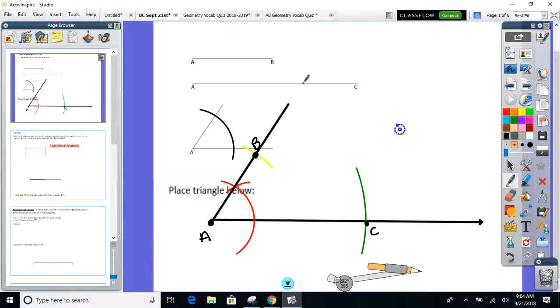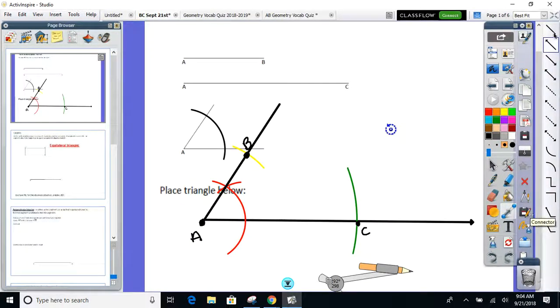I got AC, I got AB, I got angle A, but a triangle has three sides. This is not a three-sided figure. How can I finish this off? Don't even need a compass. You got it. Yep. Let's make a third side right now. Look at that beaut.